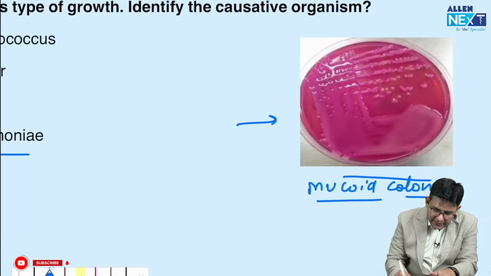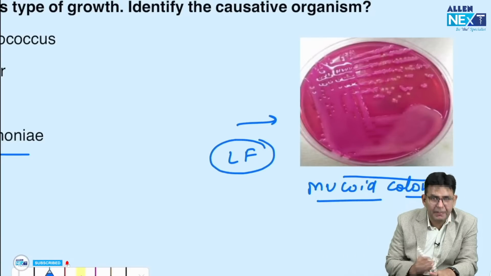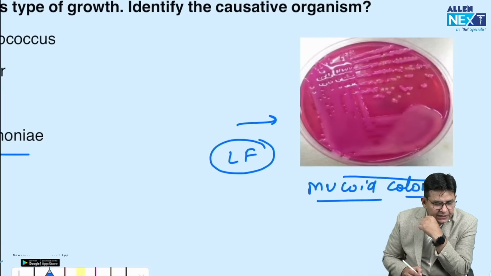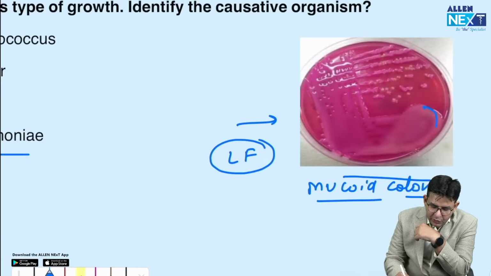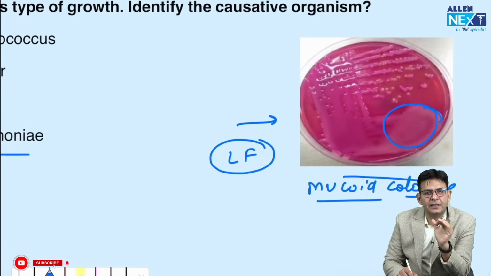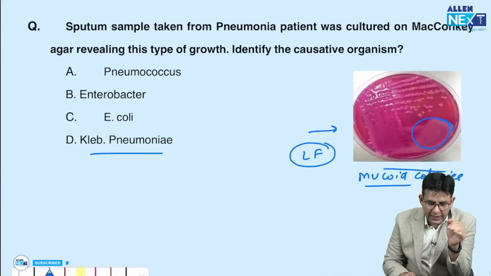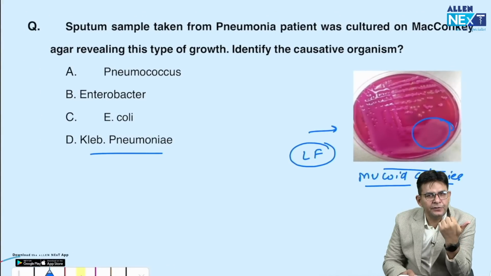And on this MacConkey agar, you can find mucoid colonies. Okay, and in the chat box, somebody is telling a lactose fermenter. Yes, it's a lactose fermenter, and Klebsiella is growing on it. And this mucoidness is typical of Klebsiella. Okay, so as they have given the gram stain picture of pneumococcus, here they can give this and ask that an alcoholic is there and it is having the sort of consolidation and all. Okay, and a lobe involvement is present. Which particular bacteria? Klebsiella pneumoniae.